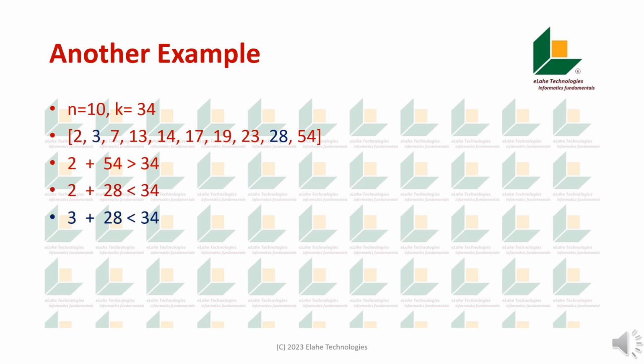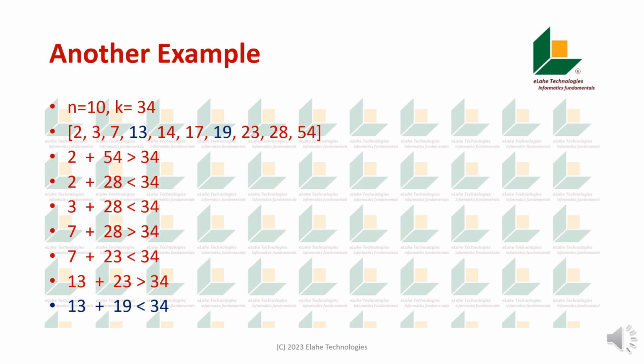3 plus 28 is less than 34. Again, we will need to increment the left pointer. Now we find that 7 plus 28 is greater than 34. So, we will decrement the right pointer next. Next 7 plus 23 is less than 34. So, now we must increment the left pointer. Since 13 plus 23 is greater than 34, we will decrement the right pointer. Next, we find that 13 plus 19 is less than 34. This means that we need to increment the left pointer.